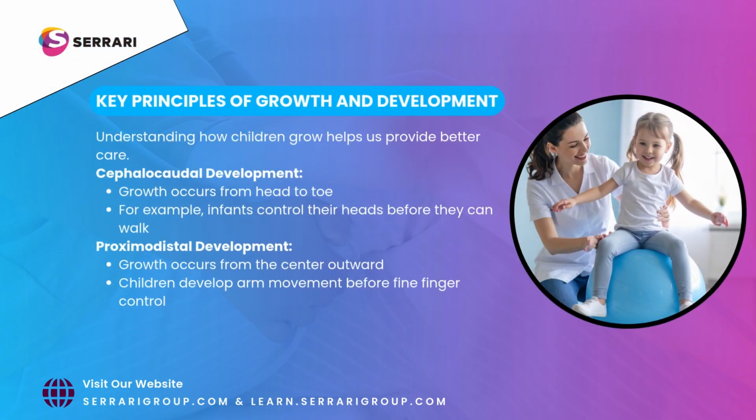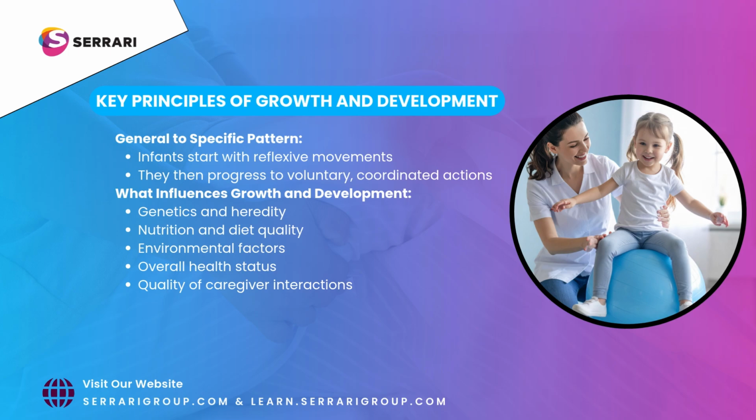Key principles of growth and development. Understanding how children grow helps us provide better care. Cephalocaudal development. Growth occurs from head to toe. For example, infants control their heads before they can walk. Proximodistal development. Growth occurs from the center outward. Children develop arm movement before fine finger control. General to specific pattern. Infants start with reflexive movements. They then progress to voluntary, coordinated actions.